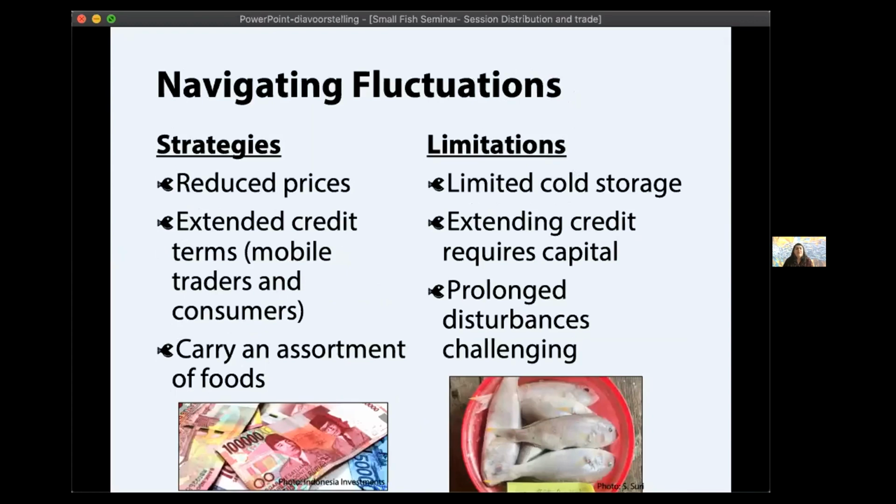So one of the biggest buffering strategies seems to be the extension of credit in normal times and the extension of repayment terms, particularly during shocks or crises. This is both between tokes and their membership groups, and also between mobile traders and their customers. This allows fish to keep moving and for consumers to continue buying fish even during lean periods. However, there are limitations to this. The credit is entirely dependent upon the trader's own capital, and not everyone repays their debts.